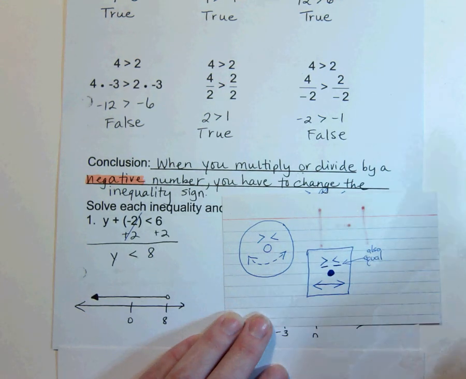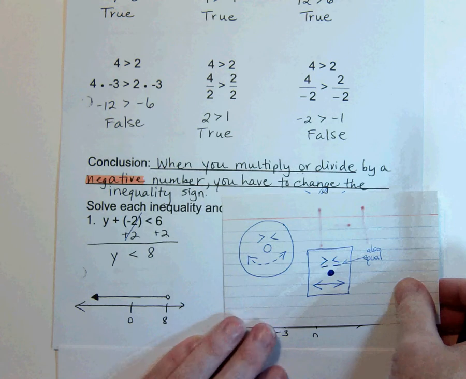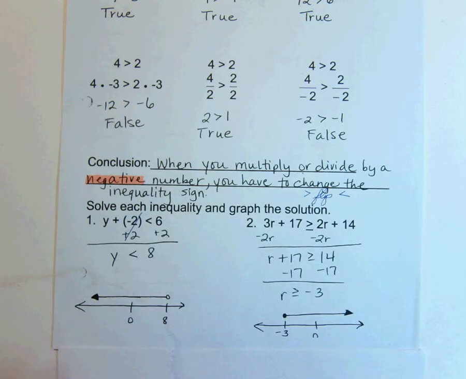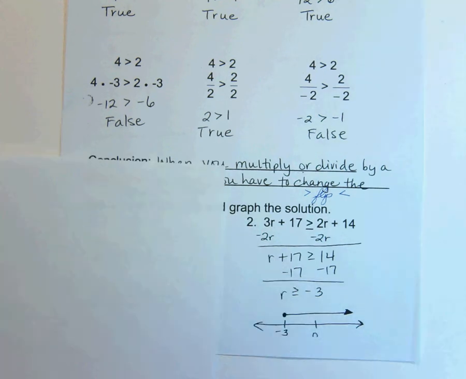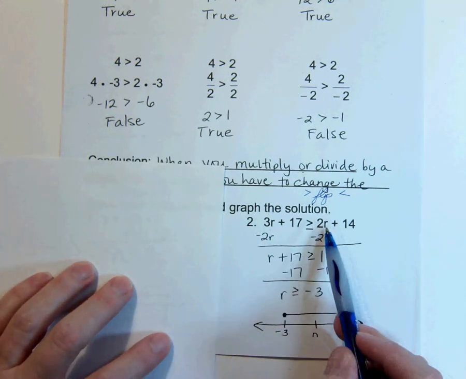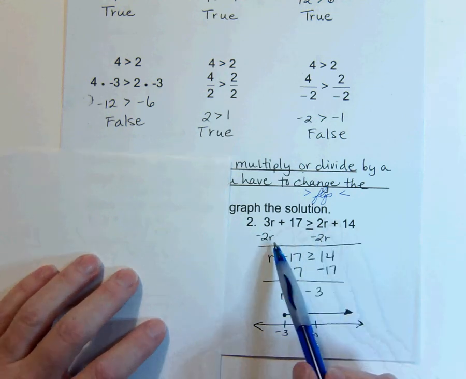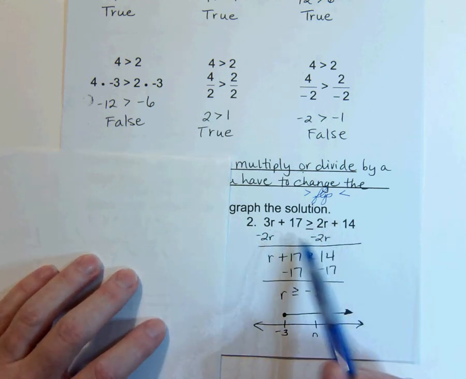So just a little visual to help you remember that. You can add that to your page if you'd like. Okay, so let's look at the other one. If you've got an r on both sides and a constant on both sides, then you're having to look at getting your r's together.